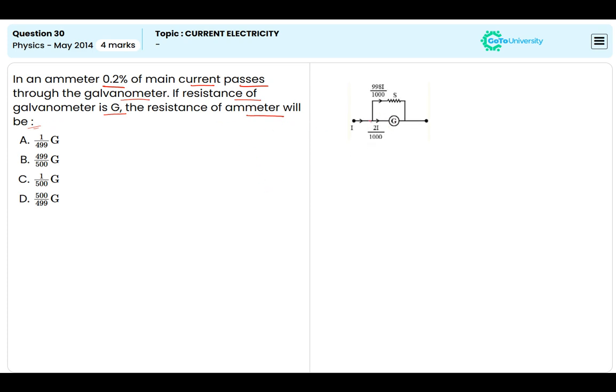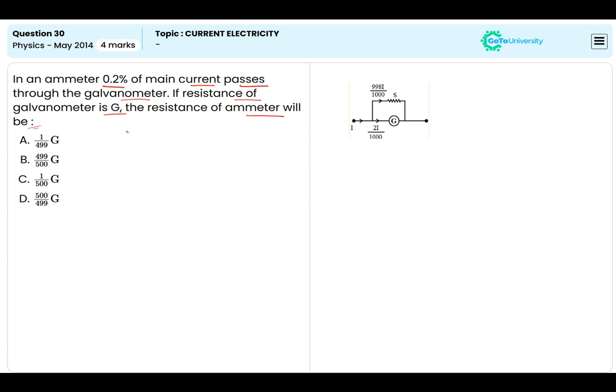If 0.2% of the main current I goes through the galvanometer, that is 2I divided by 1000. The remaining current, 998I divided by 1000, will pass through the other branch. Then if the resistance of the galvanometer is G, what will the resistance of the ammeter be? The ammeter resistance is what we need to find here.